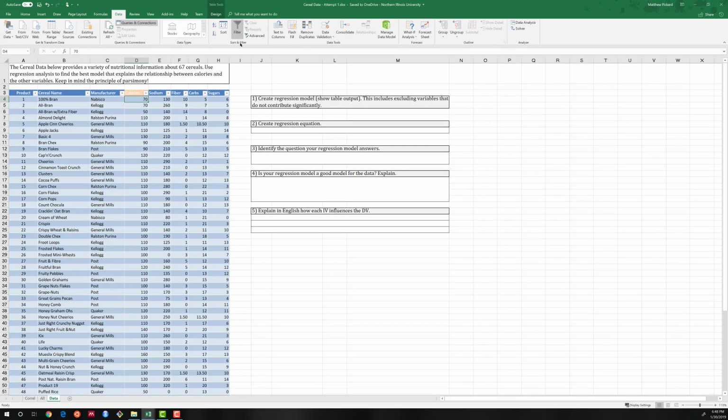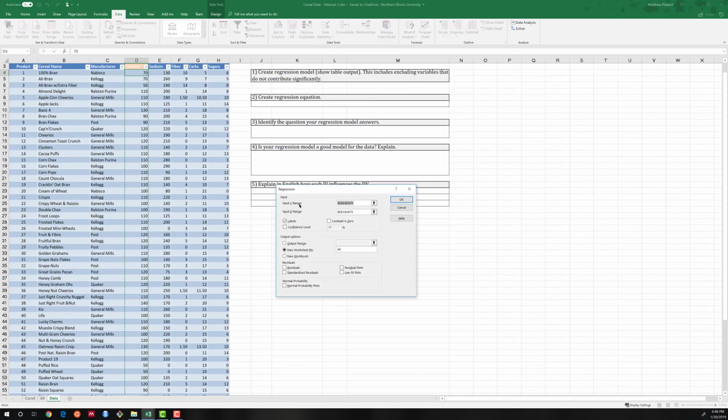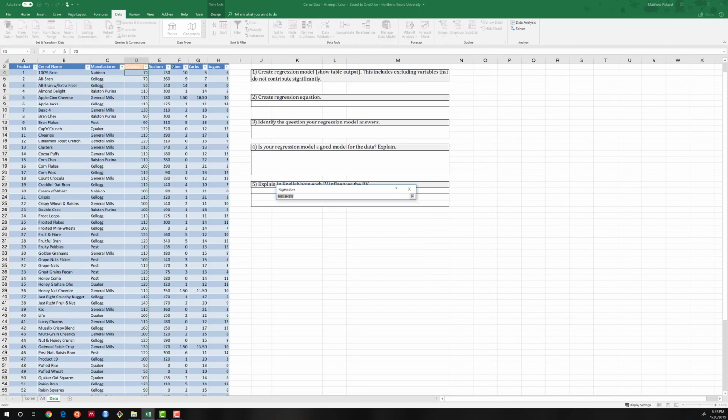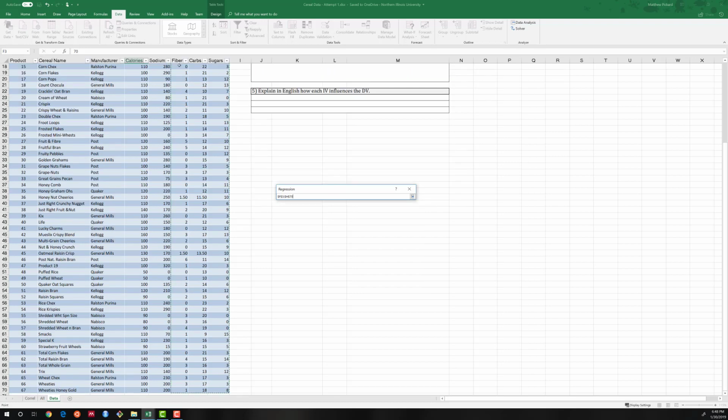We can do that. We'll go revisit our regression, and notice I'm just going to highlight the last three columns for our X range, and that takes sodium out of the model. Then I'm just going to keep track of these. I'll call this minus sodium.